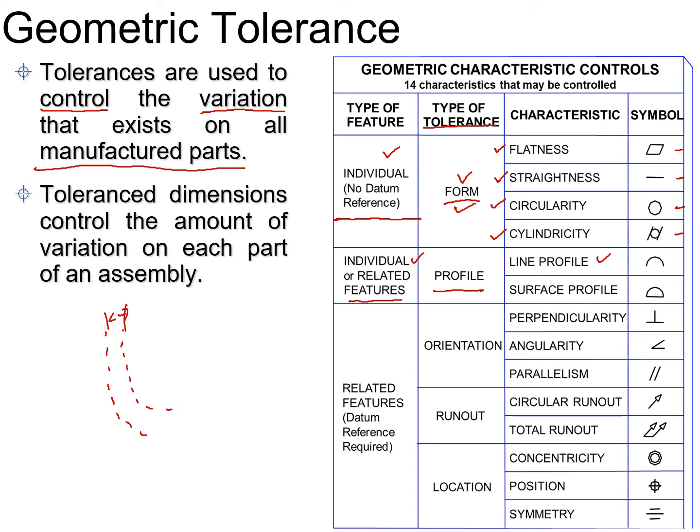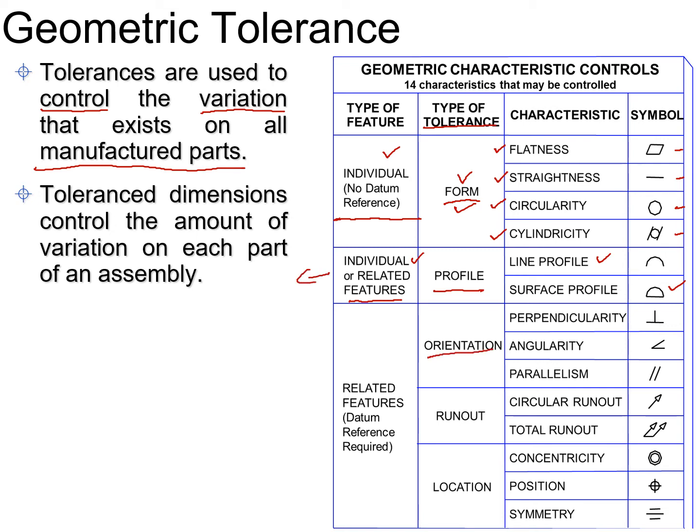But then we have surface profile, where instead of a single line, we provide a 2D plane, an envelope in the form of a 2D plane. So that is for a surface profile, and for that it can be individual, or a reference might be required.